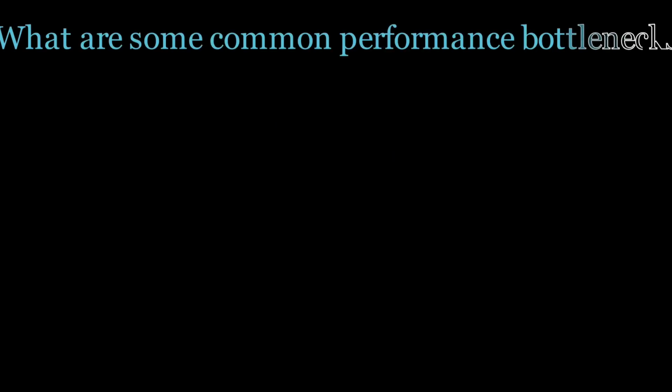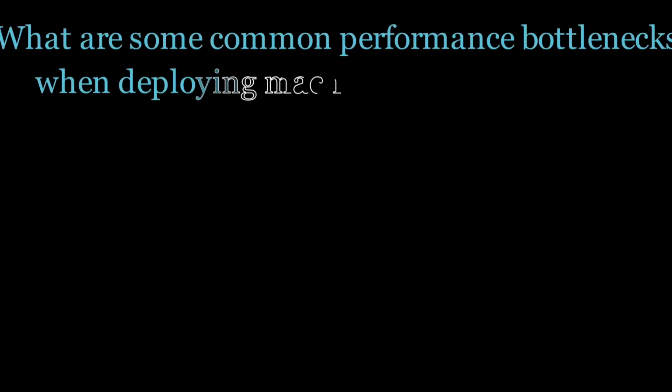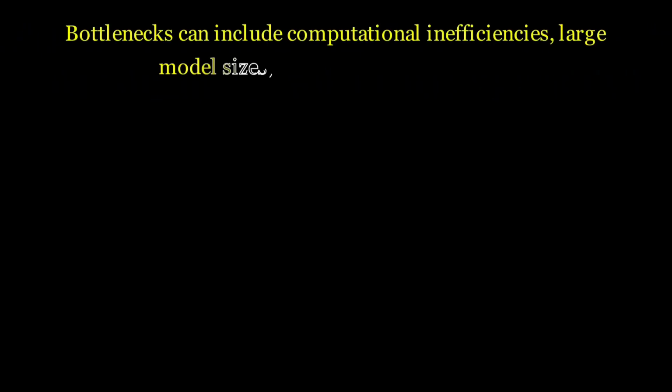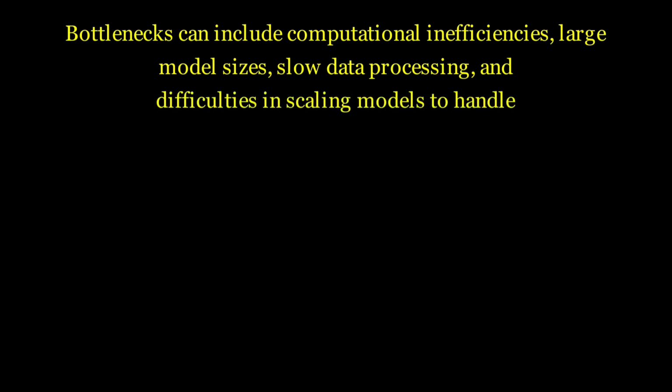What are some common performance bottlenecks when deploying machine learning models? Bottlenecks can include computational inefficiencies, large model sizes, slow data processing, and difficulties in scaling models to handle large real-time data streams.